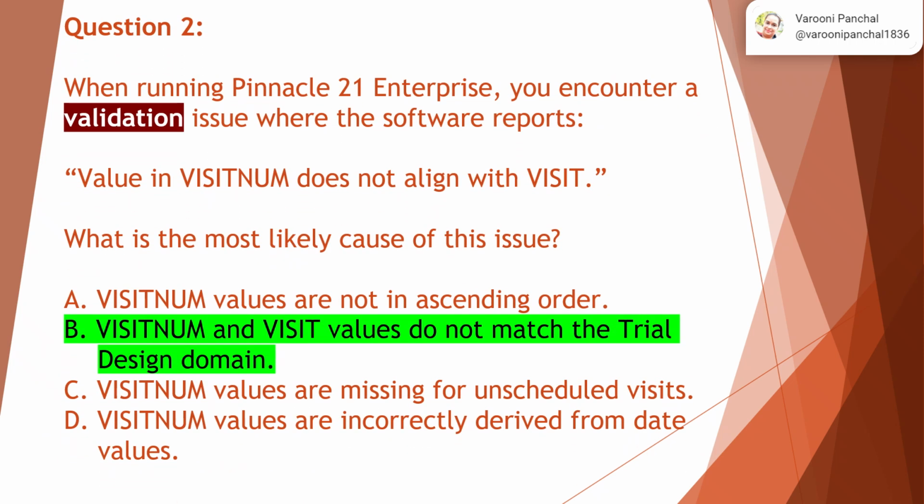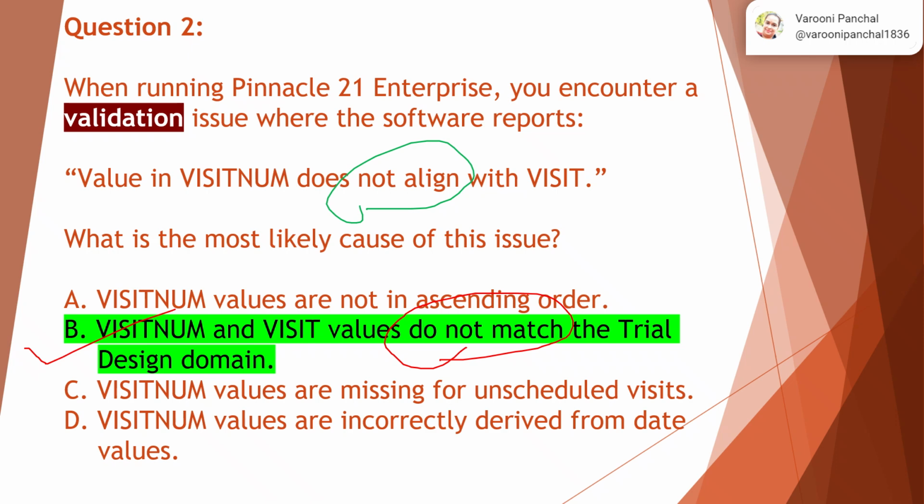Question 2. When running Pinnacle 21 Enterprise, you encounter a validation issue where the software reports the value in VISITNUM does not align with VISIT. What is the most likely cause of this issue? Now the answer itself is in the question. Here it says does not align, right? And here it says do not match. The meaning is the same. So the answer is B here.